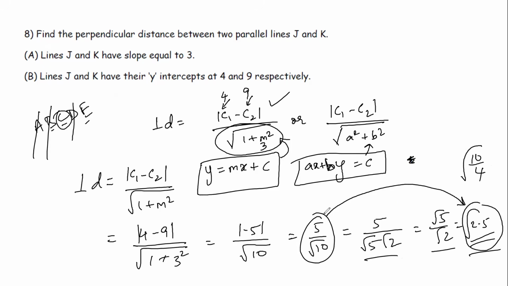Because root of 5 upon root 10, you won't immediately come to know it is root of 2.5, or root of 10 by 4. Understood? So I had to break it down to show you that. So now we work on the second, without the formula. Let's see how it happens without the formula. So let's solve it without the formula.